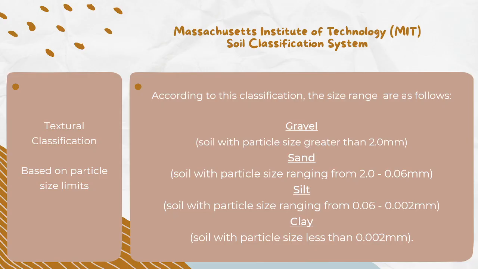So, under this classification, the gravel is soil with particle size greater than 2 mm, and the soil with particle size ranging from 2 to 0.6 mm is classified as sand, and the soil with particle size ranging from 0.6 to 0.02 mm is classified as silt, and anything less than 0.002 mm is classified as clay. So in this type of classification system, we only determine the percentages of gravel, sand, silt, and clay.